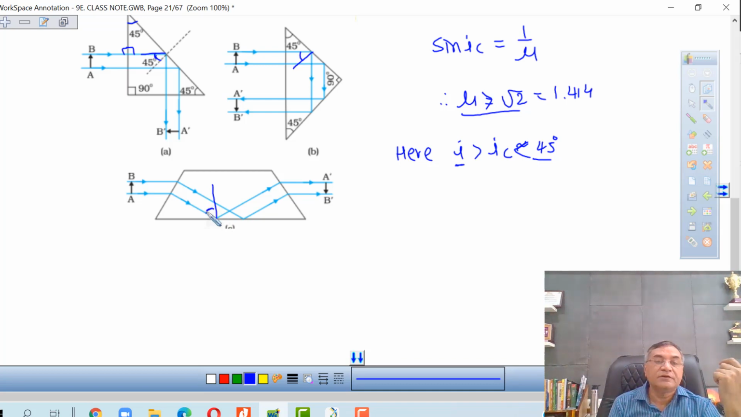This is now the angle of incidence. This angle must be greater than the critical angle. So I will have to calculate the critical angle. You know the materials, so you can calculate it.